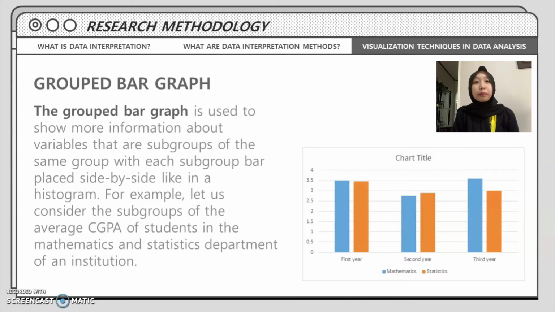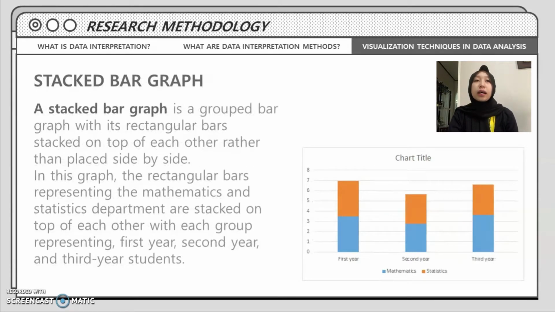The group bar graph is used to show more information about variables that are subgroups of the same group, with each subgroup bar placed side by side like in a histogram. For example, let us consider the subgroups of the average CGPA of students in the mathematics and statistics department of an institution. Second, stacked bar graph. A stacked bar graph is a group bar graph with its rectangular bars stacked on top of each other rather than placed side by side.